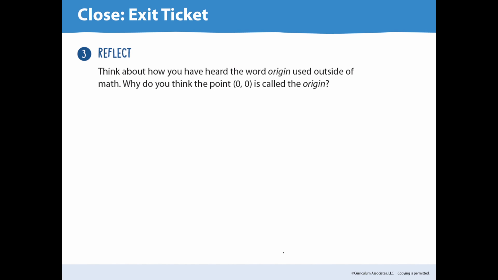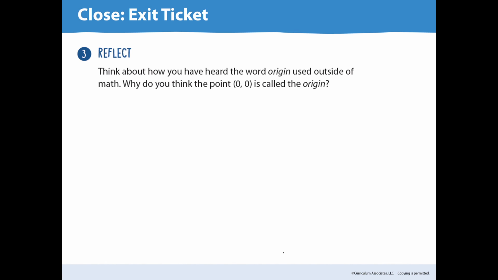Number 3, reflect. Think about how you have heard the word origin used outside of math. Why do you think point 0, 0 is called the origin? Go ahead and write down your answer. So I've heard origin to mean where something begins. Like the origin of that story is where that story began. Or if somebody's country of origin is the country that they're from. The x and y axes on the coordinate plane begin at 0, 0, so it makes sense to call this point the origin.